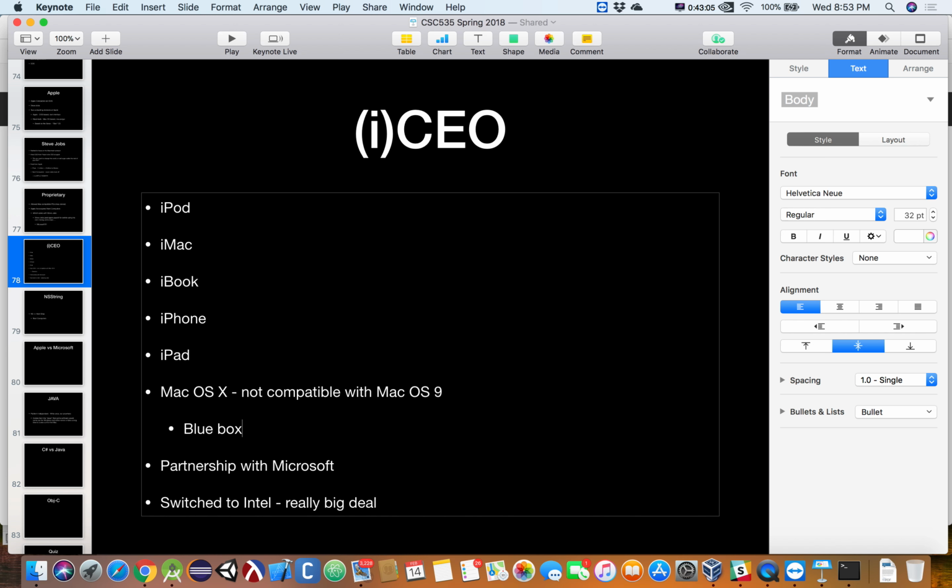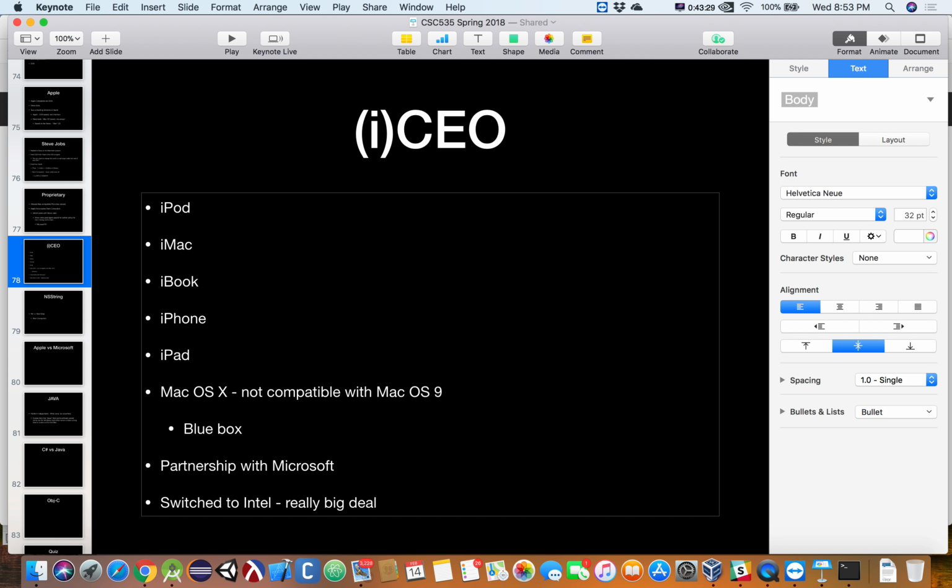Instead, you have to emulate your old software, your old operating system, to run any of your programs, because a lot of the companies hadn't ported the programs from OS 9 to OS X yet. So they were not compatible with each other. That was a major jump to go from OS 9 to OS X. It's a risk that paid off.